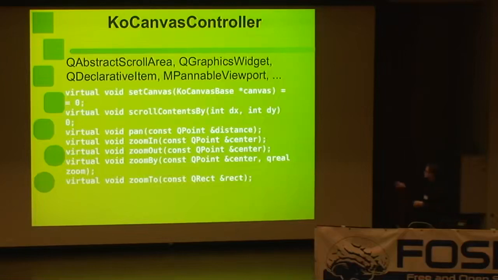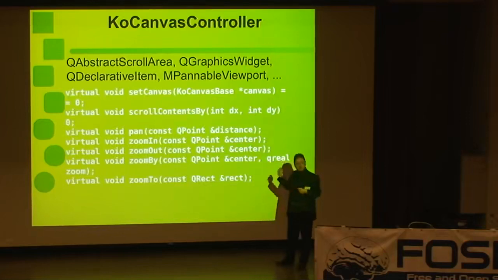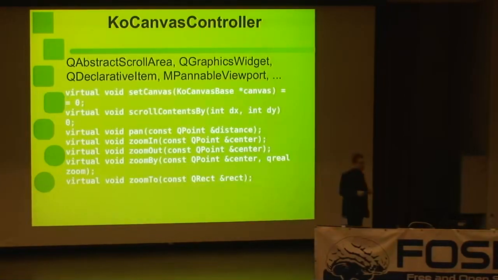So, KL Canvas Controller: you set your canvas, which we just got from the view on the Canvas Controller, and then you have to implement these methods and integrate them with your application's user interface. Scrolling, panning, zooming, zooming, and zooming. The proliferation of zoom methods is a wart in our API, which we really should fix. But that's what you get when you develop software iteratively.